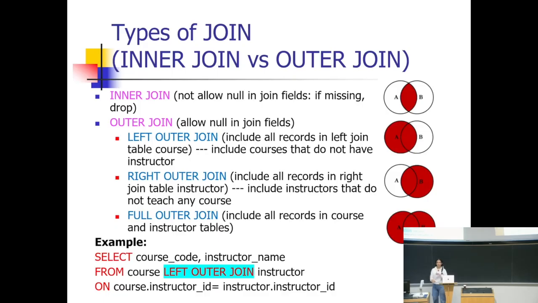If you want to show everything, returning all courses and instructors, even for courses that don't have instructors, and for instructors that are not teaching any courses, what do you use?